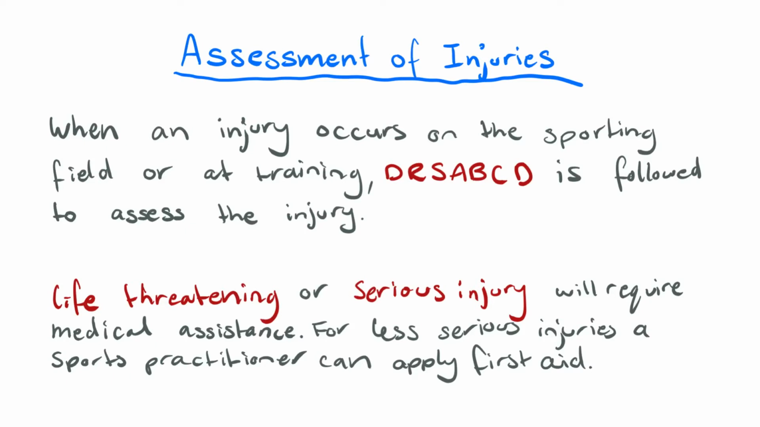So to start by having a look at the assessment of injuries, we need to assess injuries in order for us to work out what type of treatment. We already know that from having a look at the treatment of hard and soft tissue injuries. But when an injury occurs on the sporting field or at training, it's important to start by doing DRSABCD, and then that allows us to begin the assessment of the injury process. Life-threatening or serious injuries will require medical assistance, and for less serious injuries, a sports practitioner can apply first aid. Now, depending on that type of injury, the athlete may or may not be able to continue participating, and may need to seek medical advice.